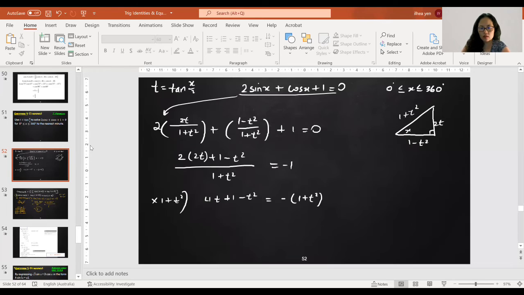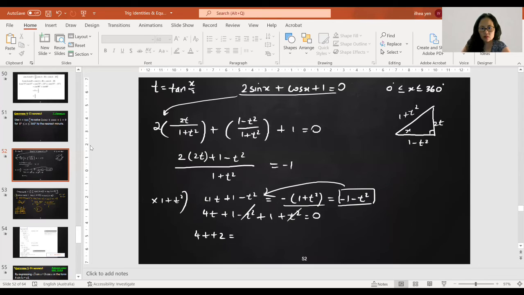Okay, so that will become 4t plus 1 minus t squared. This one becomes minus 1 minus t squared, but I'm going to move them all here, so it becomes plus 1 plus t squared equals 0. And that cancels out. So 4t plus 2 equals 0. Then you divide by 2: 4t equals minus 2. Therefore, t equals minus half.